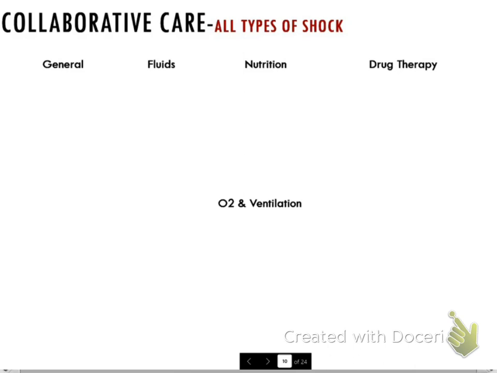Vasodilators. If your patient has cardiogenic shock, we might need to give them a vasodilator to get their MAP greater than 65.